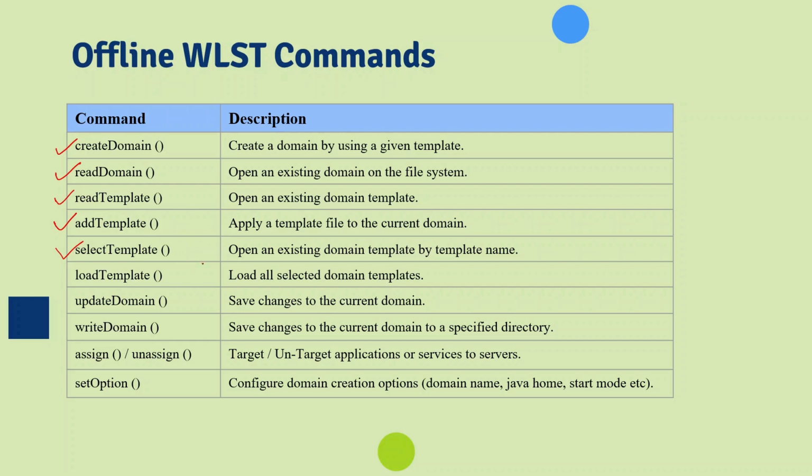So we'll have to pass the template name in the argument. loadTemplates is used when you want to load all the selected domain templates. The updateDomain command saves changes to the current domain. The writeDomain command is used for saving changes of the current domain to a specific directory. The assign and unassign commands are used to target or untarget applications or services to the servers. And setOption configures the domain creation options like domain name, Java home or start mode. So these are the list of popular offline WLST commands.